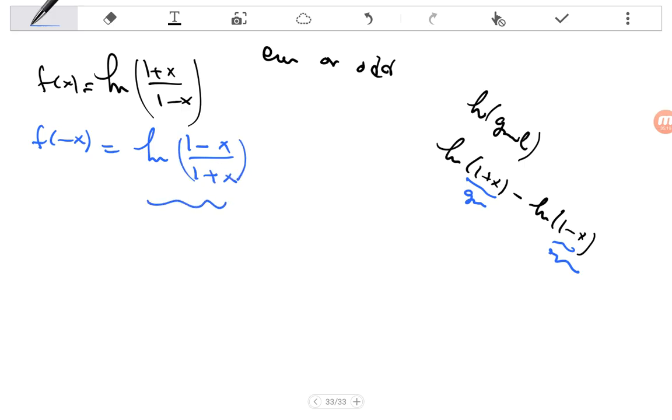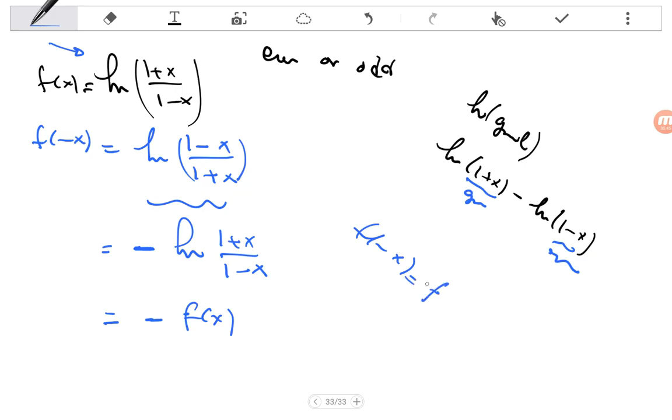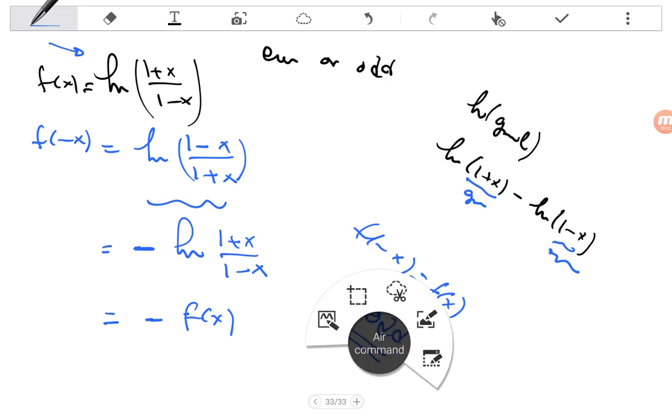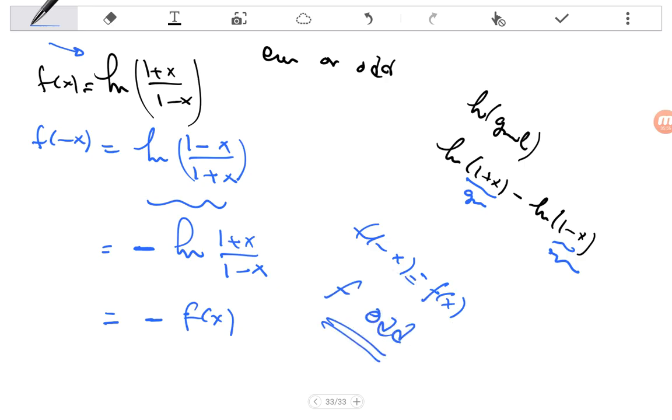Is there any relation between this expression and the original function? Yes. What if I make a reciprocal of what is inside the ln? I just take a negative sign and make the reciprocal of what is inside the ln. In this case, this will just be the negative of f of x. So we have just deduced that f of negative x is equal to negative f of x, which means that f is an odd function.